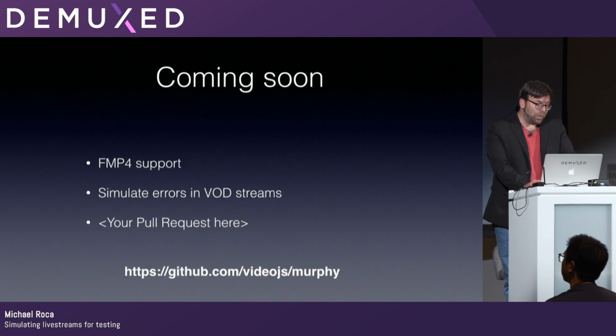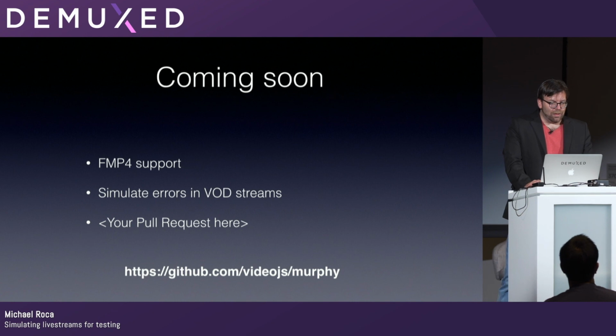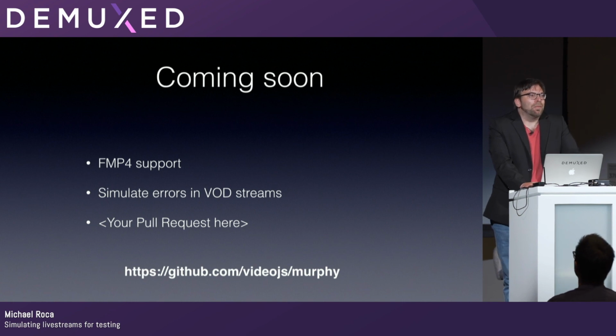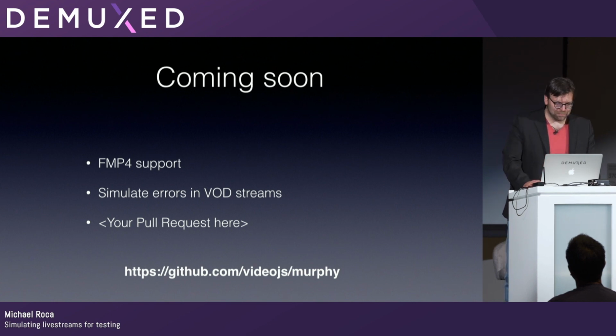Coming soon, we plan to add FMP4 support, as well as simulating errors in VOD. We've only scratched the surface of the type of errors that we can add to Murphy. We depend on the community to help us out and add more scenarios, because there is a lot more that can go wrong in a stream than Murphy supports, and we would like to simulate that. Are there any questions?